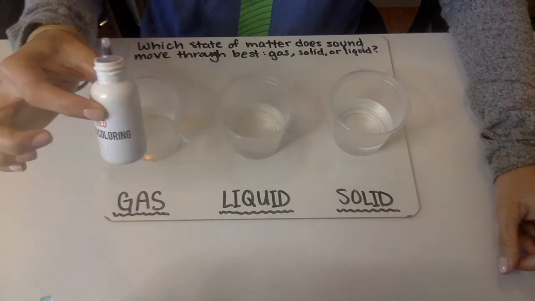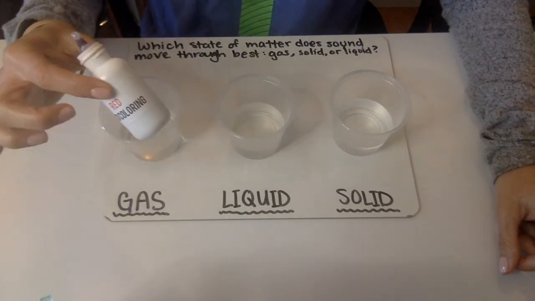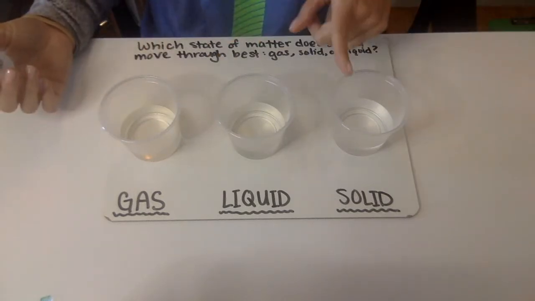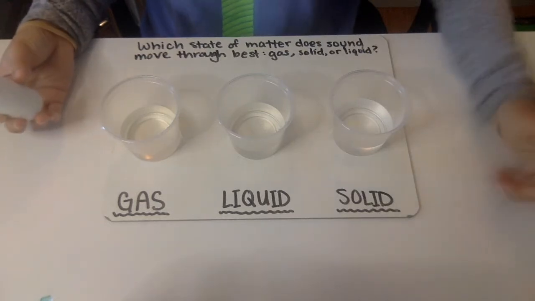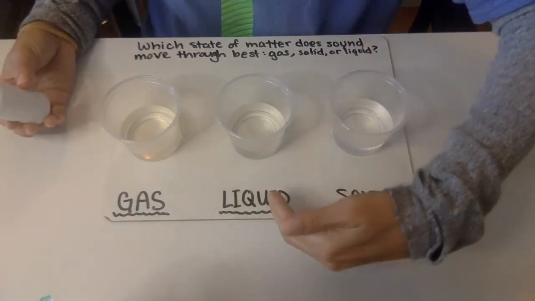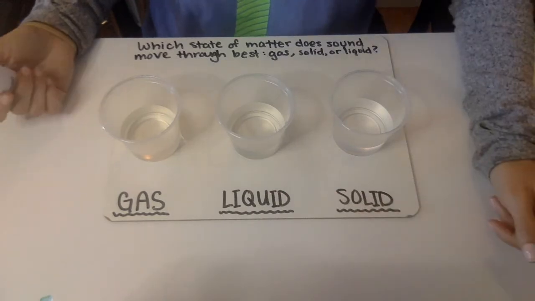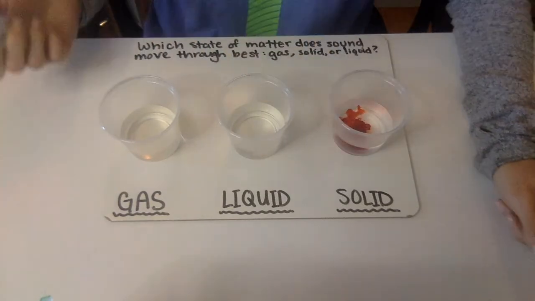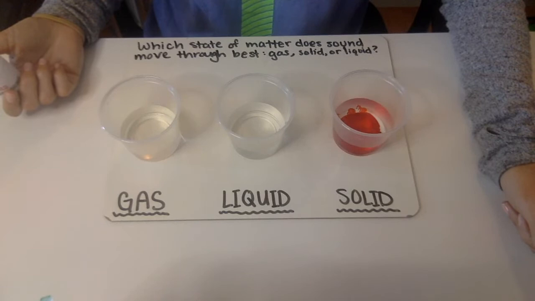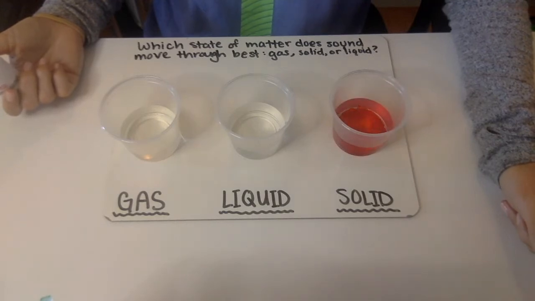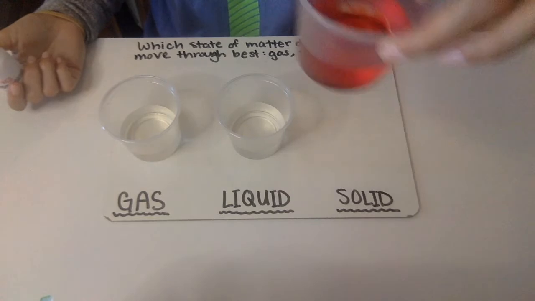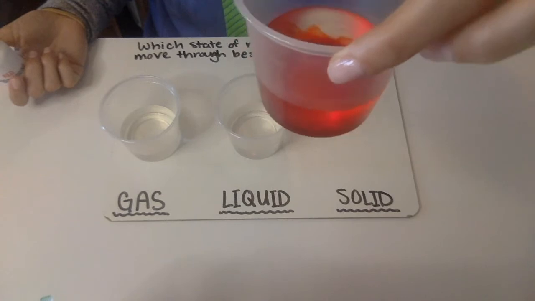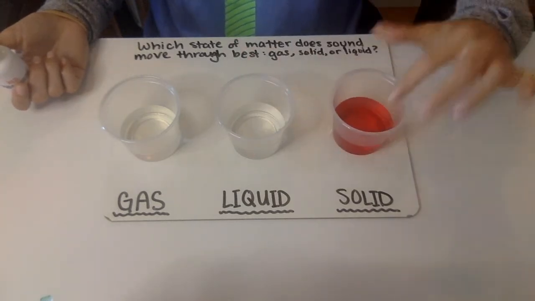So today I have a little bit of red food coloring, and that will represent my sound. And here in these cups are some materials that will represent gas, a liquid, and a solid. So let's see how sound moves through a solid, shall we? So what I'm observing, and what you're probably observing, is that the sound moved through this solid pretty quickly, right? It changed the color of this material.